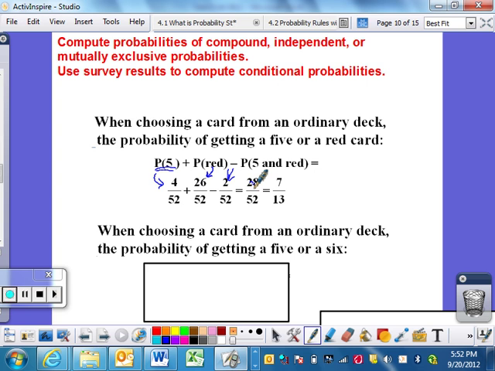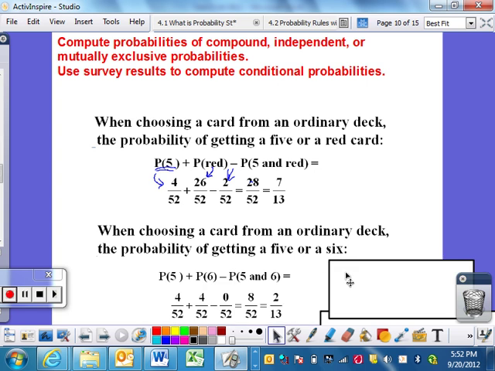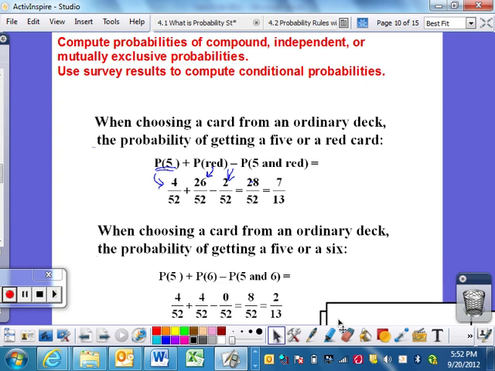So if you're doing the or, okay, is it mutually exclusive? Can you get a 5 and a 6 in the same card? You should say no, which means it is mutually exclusive. Now I'm just showing you, you still can use this bottom equation, the one that stands for not mutually exclusive.